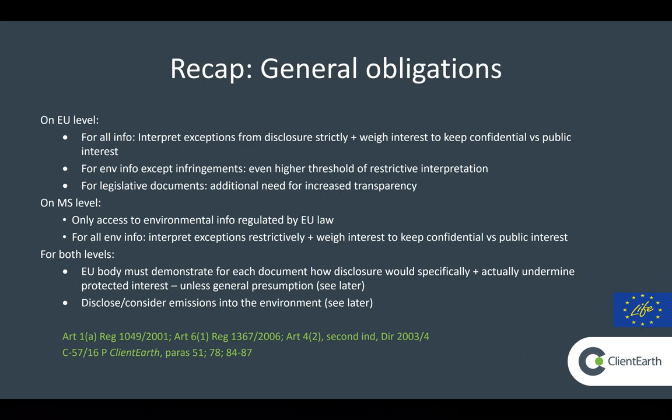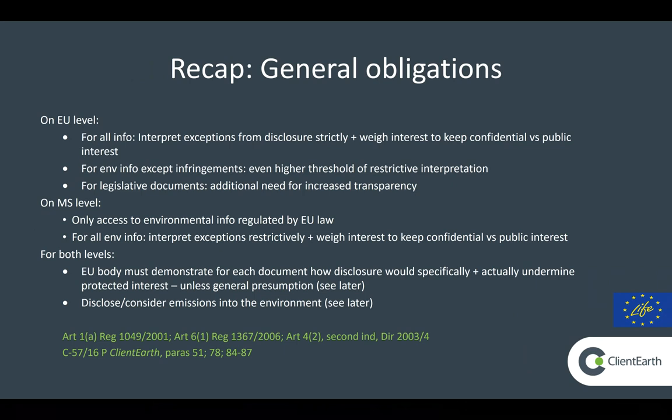And then there's two more general obligations that we'll be speaking a bit more about later in this webinar as well. On the one hand, that's the burden of proof that rests with the authority, that is, the requirement that the institution must establish for each specific document that disclosure would specifically and actually undermine a protected interest. And this is different if there's a general presumption of non-disclosure for this category of documents. And this is something I'll explain later.